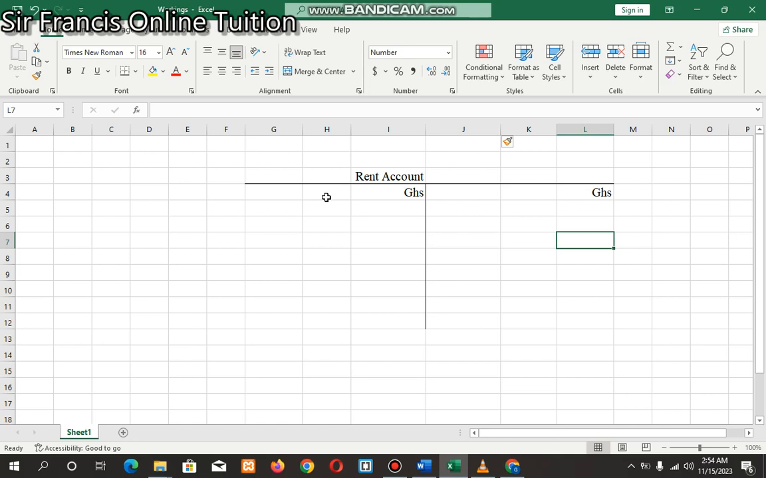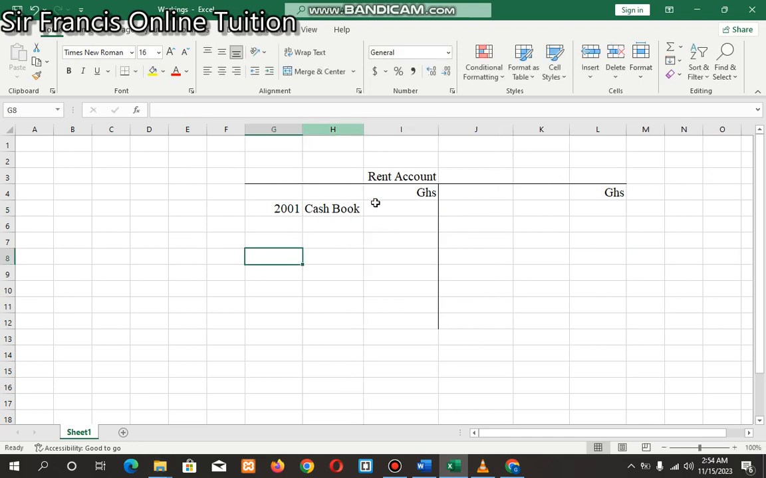Okay, so here I have my year, which is 2001. Cash, we paid by cash. So you write your cash here, cash book. So if you go to your cash book, you see it there. So that's how it's supposed to be treated. The amount is 20,000. Okay, 20,000. So we have it there.